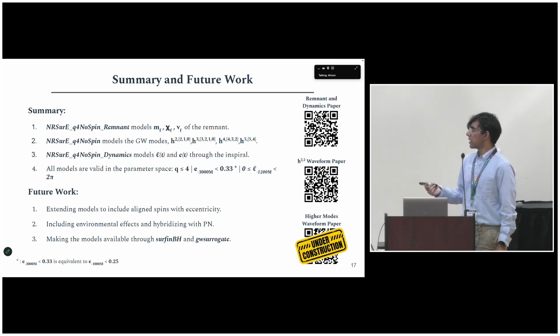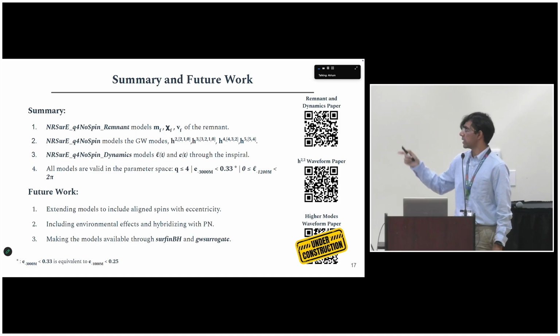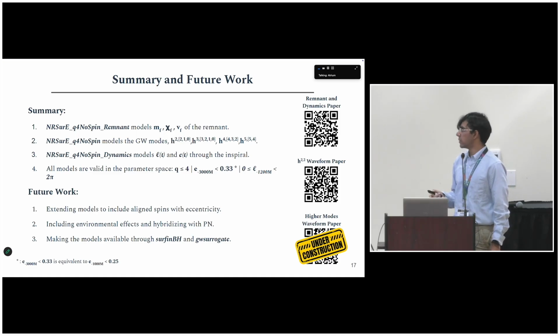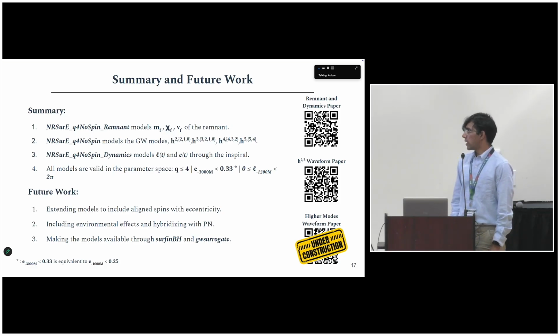So just to summarize, I presented results on 3 models that are valid in that particular parameter space right there. And some obvious extensions of this work are including aligned spins in addition to eccentricity, hybridizing the early inspiral with PN for the waveform surrogate, also potentially including environmental effects in case this model were to be used for an SMBH merger. And these models should be available in public packages, namely SurfinBH and GWSurrogate, soon enough.